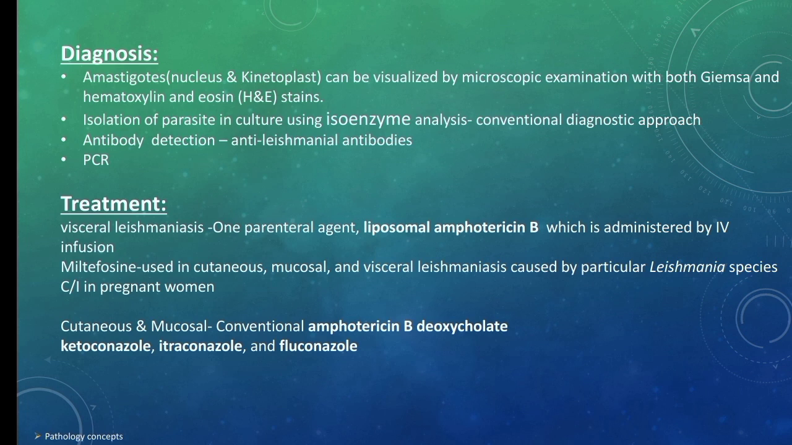Treatment. IV liposomal amphotericin B is used for visceral leishmaniasis. Miltefosine is used in all three types of leishmaniasis, but it is contraindicated in pregnant women. For cutaneous and mucosal leishmaniasis, amphotericin B deoxycholate, ketoconazole, itraconazole, and fluconazole are used.